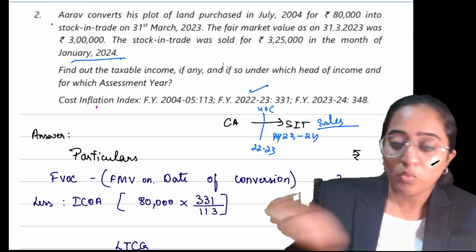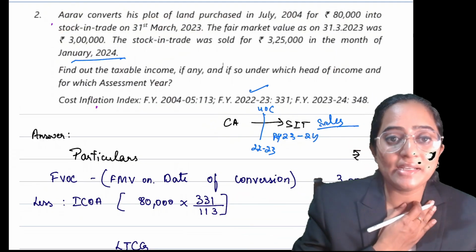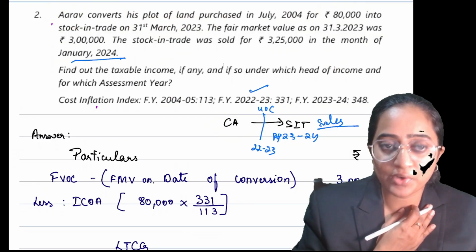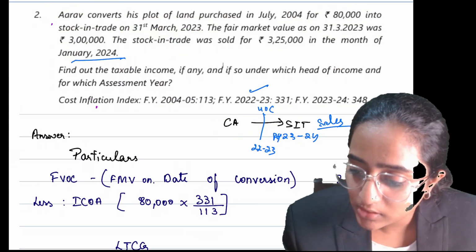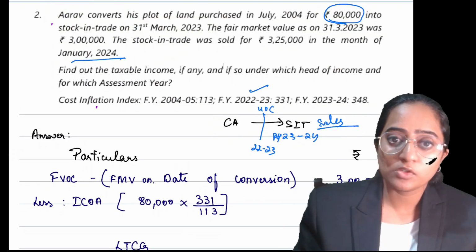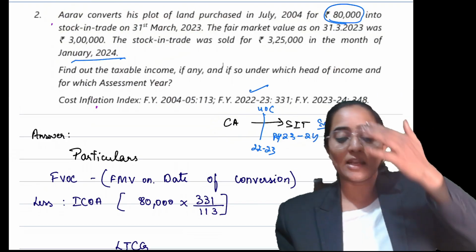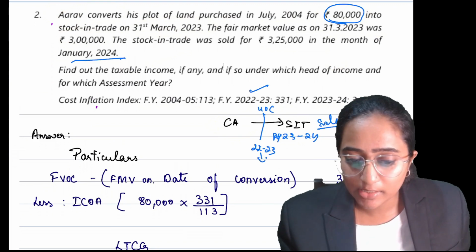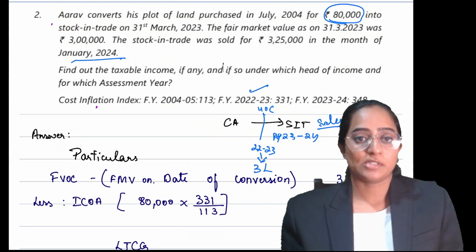Clear? Now, whatever the capital asset you are going to treat here, or the fair market value of the capital asset which you are going to treat it as, that is whatever the capital asset was valued at 80,000, it was converted into stock in trade, and the fair market value as on 31/3/2023 was, this date it was 3 lakh rupees.